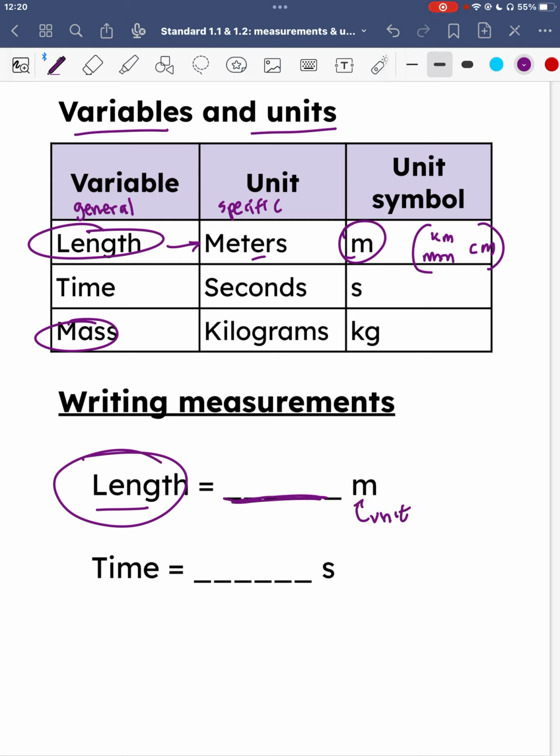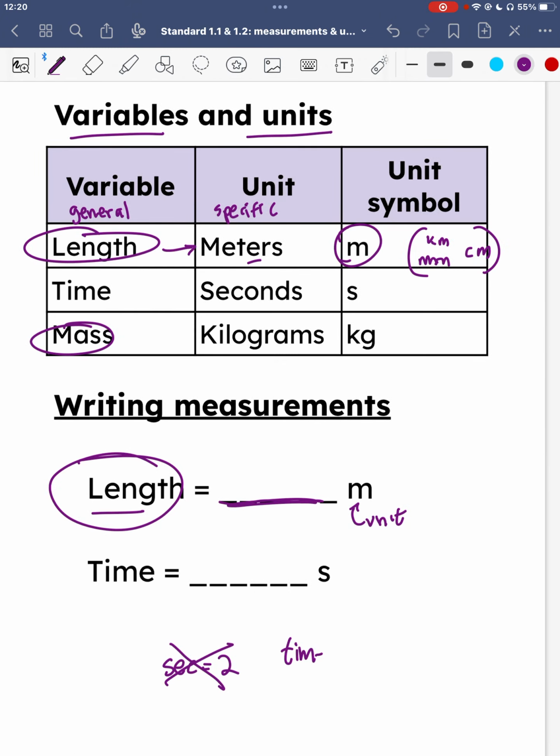So I should never see something like seconds equals 2. Well, that doesn't really make sense. Time is what I'm measuring, so time can be equal to 2 seconds. If I measured 5 meters, I would have length equals 5 meters, not meters equals 5. Or time could be equal to however many seconds you have.